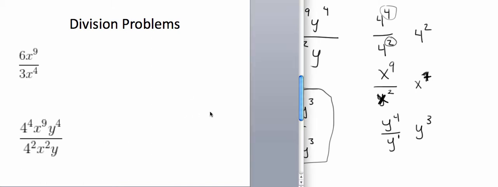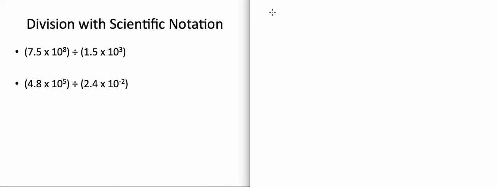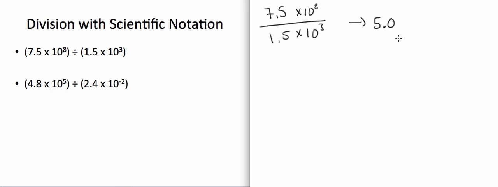Okay, now we can also have these types of problems with scientific notation. So we've got 7.5 times 10 to the eighth over 1.5 times 10 to the third. We still treat this the same way. We're going to take 7.5 divided by 1.5. Big numbers, we divide them. That gives us 5.0. Because it's scientific notation, we have to have it times 10. And then we're going to take our exponents and subtract those. So 8 minus 3 gives us 10 to the fifth power.